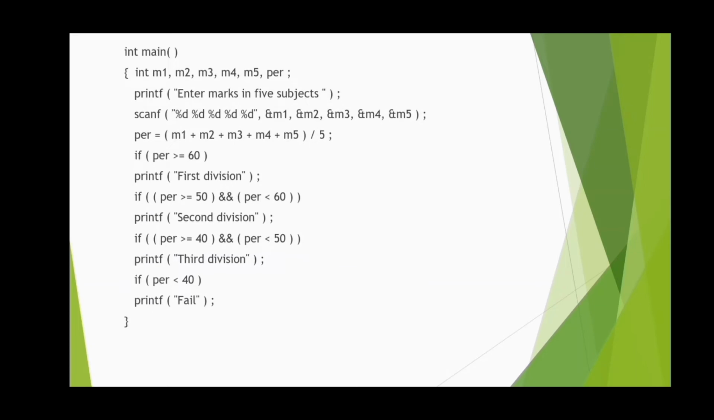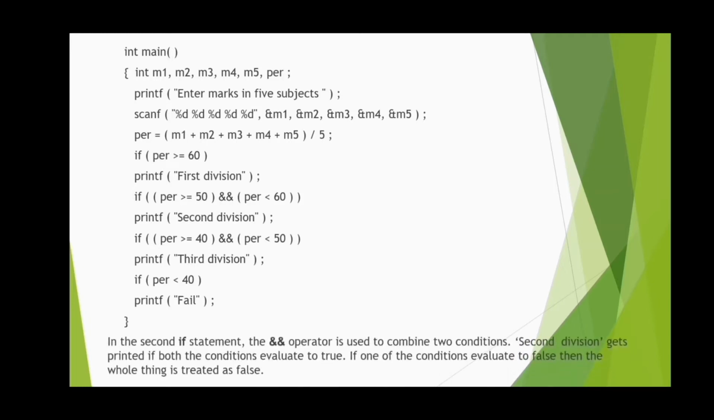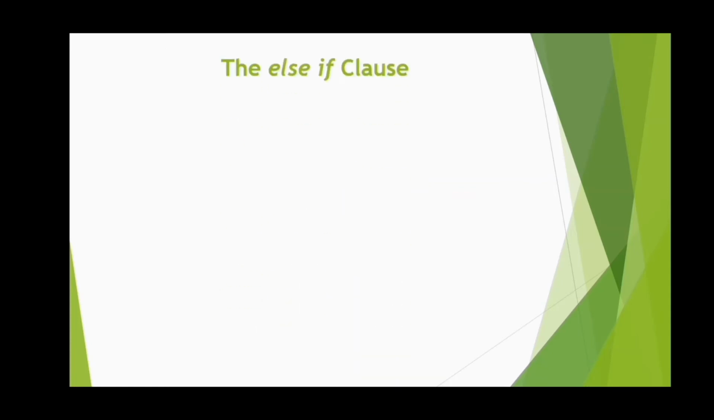So move on to the next slide, and here is a program related to this. In the second statement I have used the AND logical operator, which is used to combine 2 conditions, and second division gets printed if both the conditions are true. If one of the conditions is false, then the whole thing is treated as false. And I will run this program at the end of the video. So move on to the next slide, the else if clause.